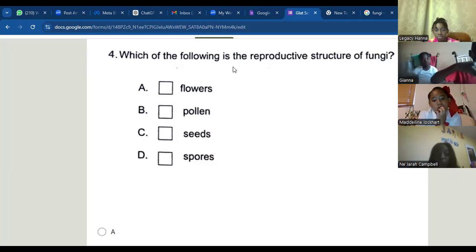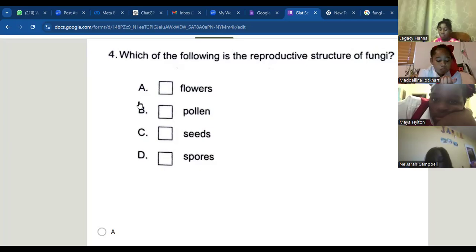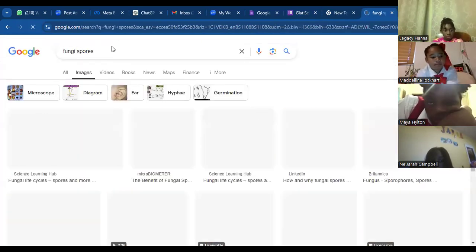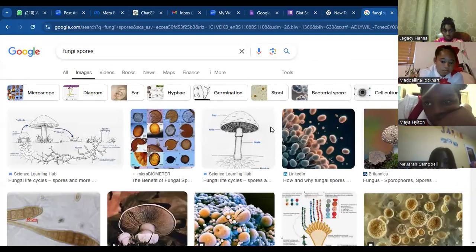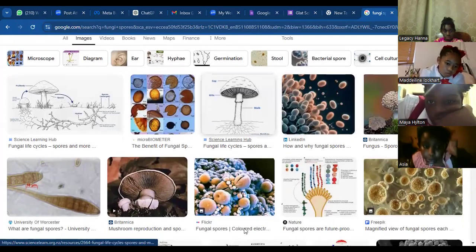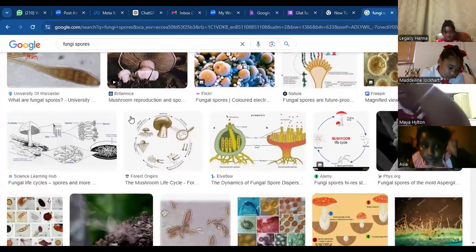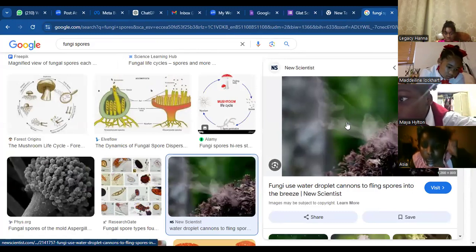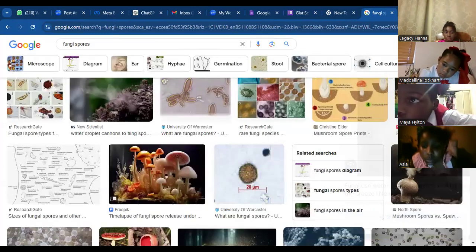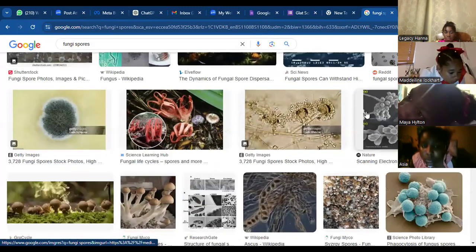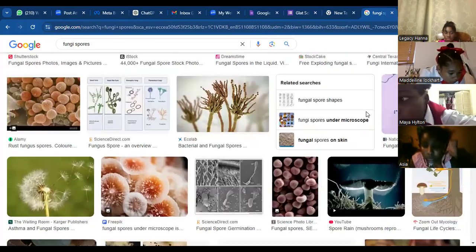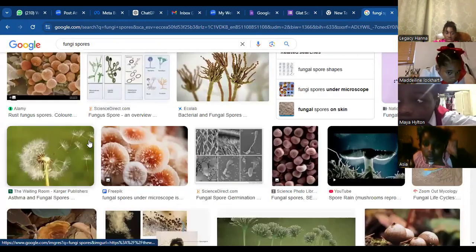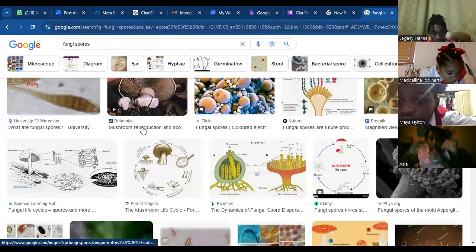The reproductive structure of fungi is D, spores. That is correct. So they reproduce through spores. Let me just show you spores. So fungi spores. Is it like little openings in the... Like this is spores, right? You could see it. It's a little small, almost like pollen.